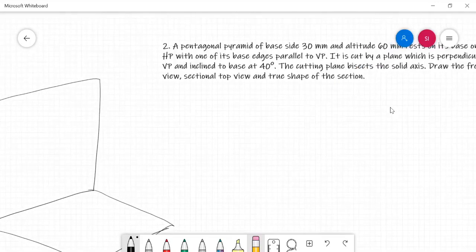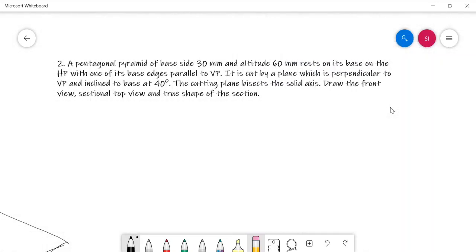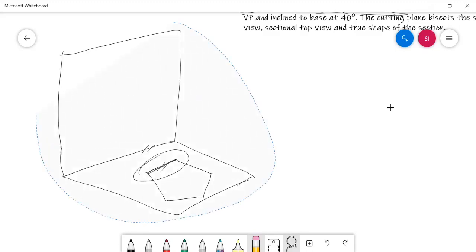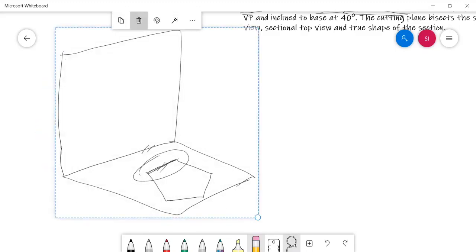Here the solid is resting on its base on the HP with one of its base edges parallel to VP. So it's a pentagonal pyramid. When its base is resting on HP, its base view will be obtained in the top view. In the meantime, one base side should be maintained parallel to the VP. That is, in our top view, we have to maintain one base edge parallel to XY when we are drawing the base view of the solid. Thereafter, we can continue as per our regular routine.